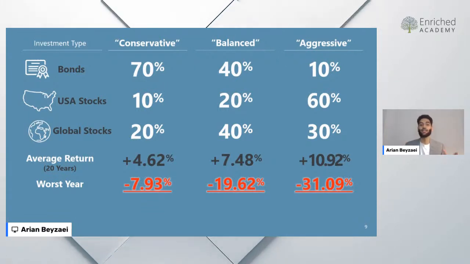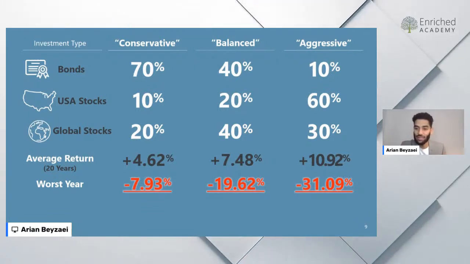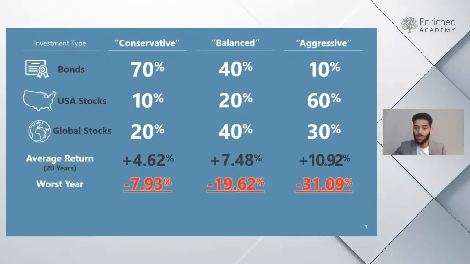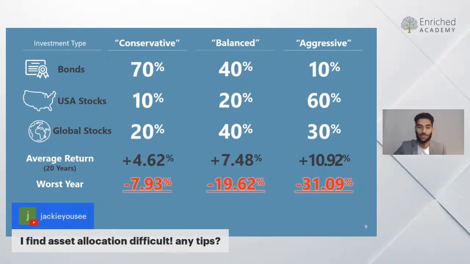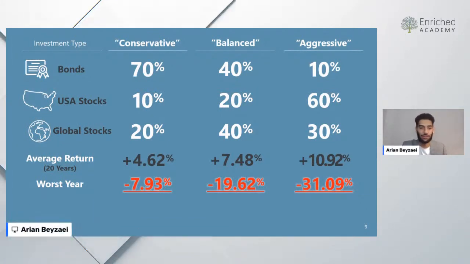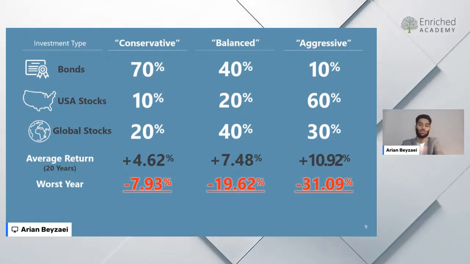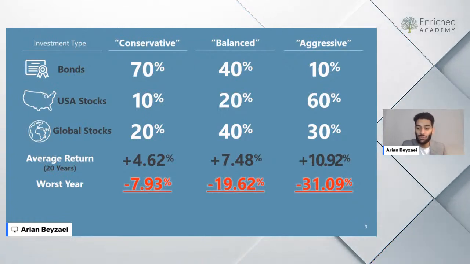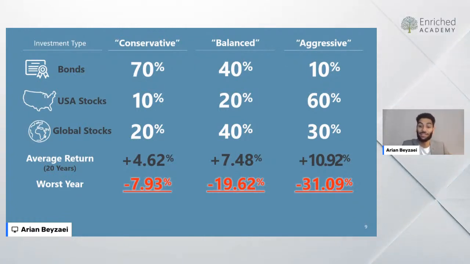So again, Jackie says, I find asset allocation difficult. Any tips? Jackie, just get something going. Just get something started. That should definitely help out. It's better to get started than to be perfect. And you can use one of these. I'm also going to show you some great asset allocation ETFs. So that will make your life a lot easier.